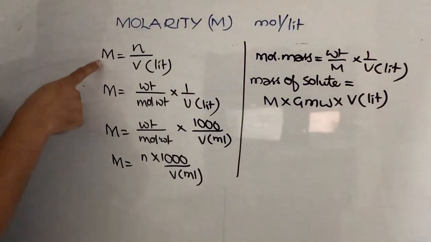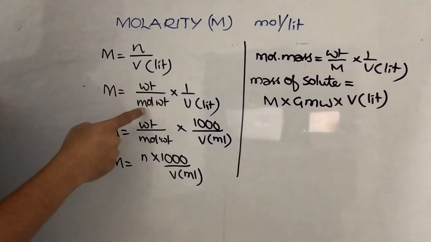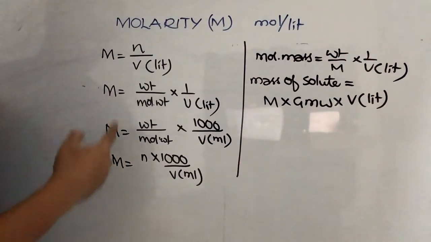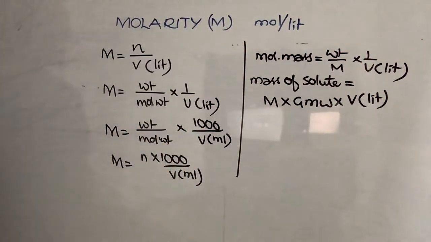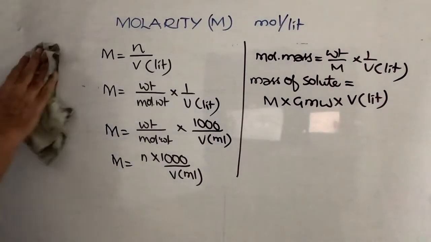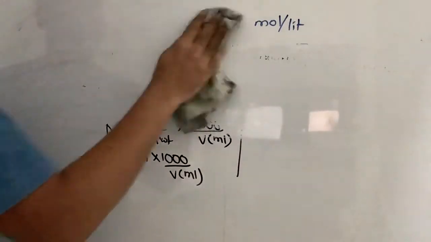That is to find out the mass of solute. Molarity is equal to n by V. Molarity is equal to weight by molecular weight into 1 by V. Molarity is equal to weight by molecular weight into 1000 by V. Molarity is equal to n into 1000 by V. Like this, you can calculate. Along with this, a very interesting point about molarity is that it depends on temperature.